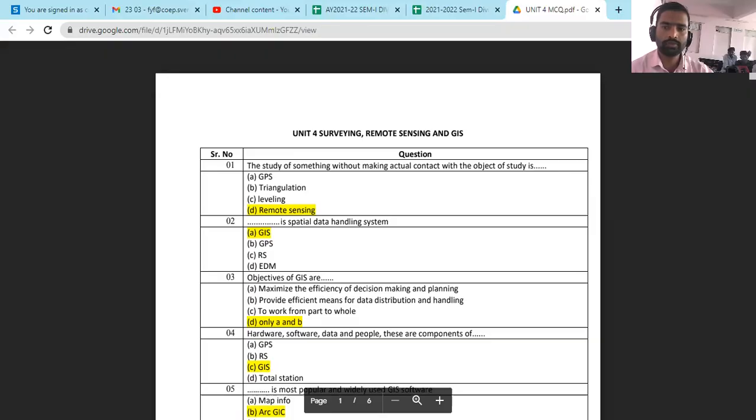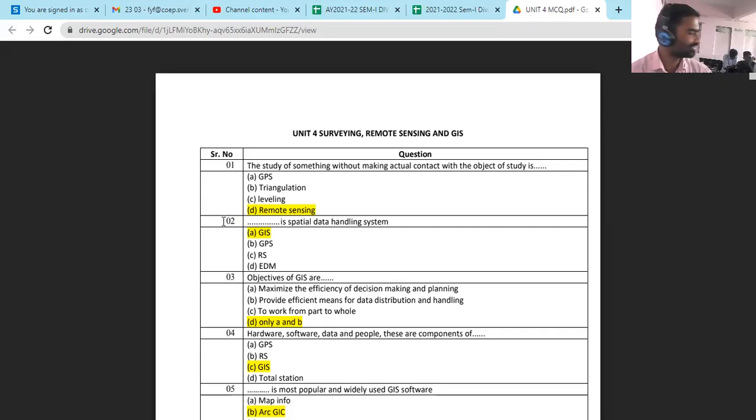Is the screen visible to everybody? Yes, sir. What is there on the screen? MCQ on unit number 2.